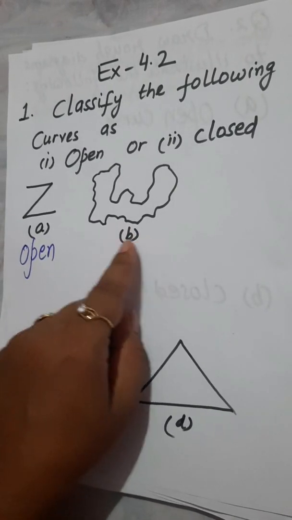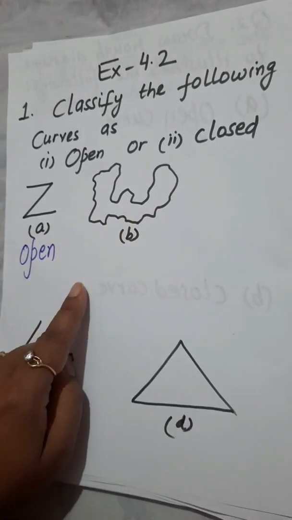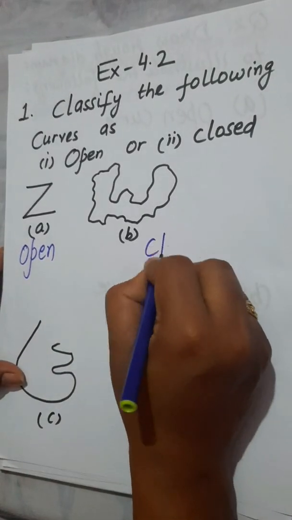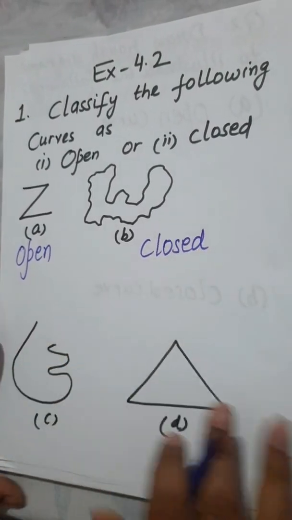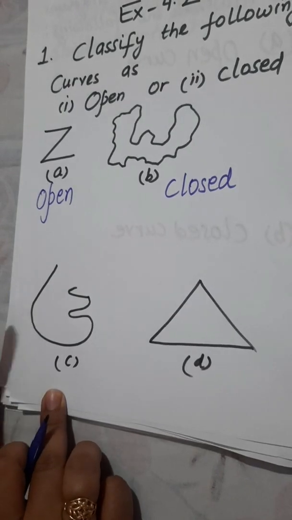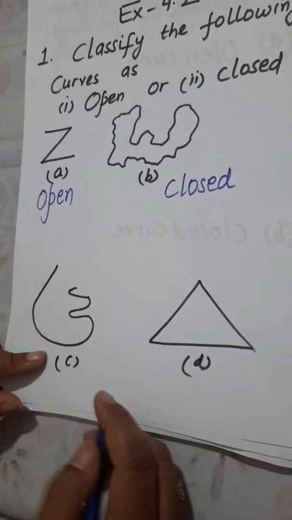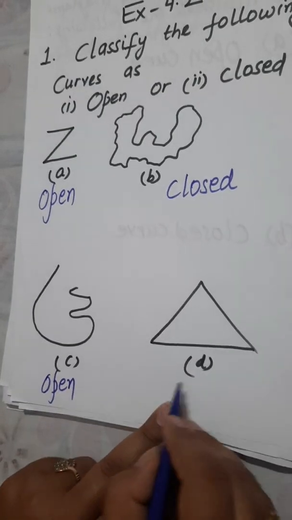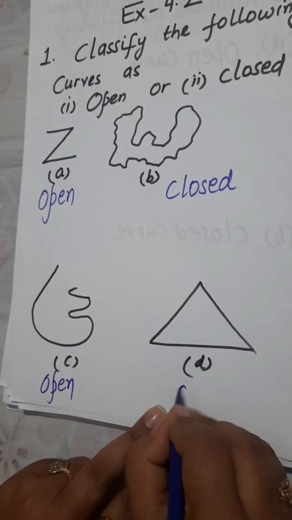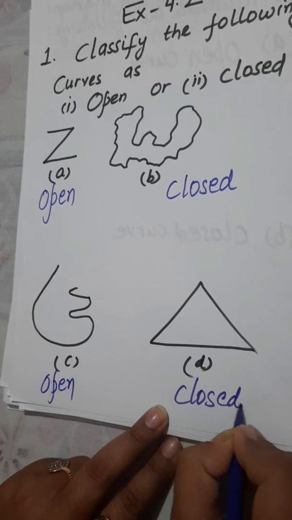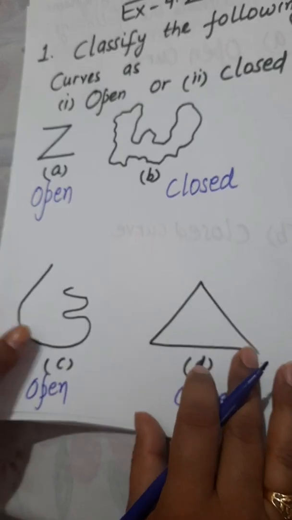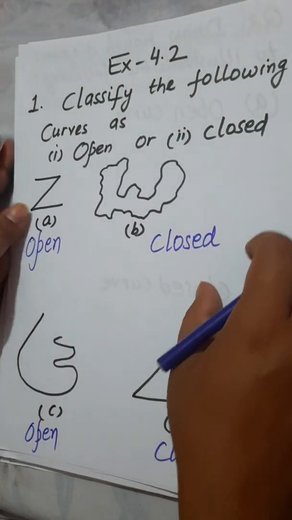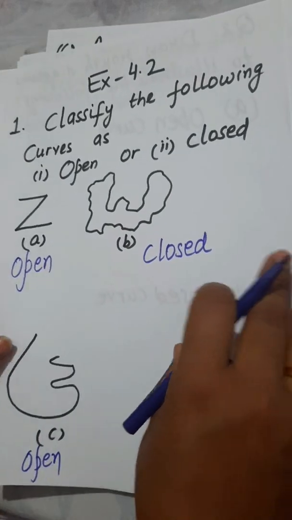In B part, here the end points are joined, so it is an example of closed curve. In C part, here the end points are not joined, so it is an example of open curve. And in the D part, here a triangle is drawn and it is an example of closed curve. So this is your question number 1. You have to classify as open or closed curve.